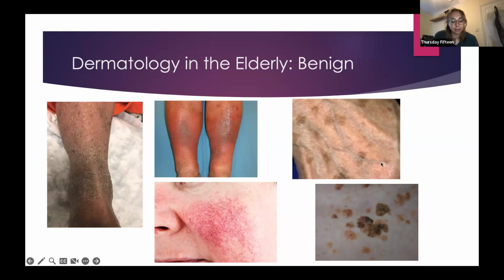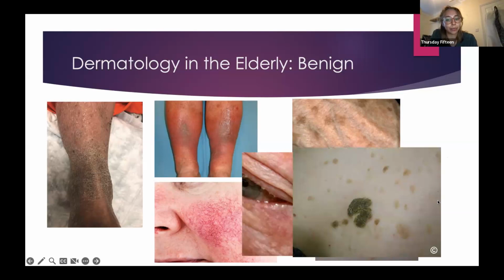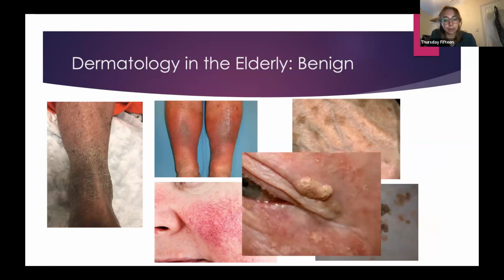Solar lentigos are generally flat and you can't really feel them. And then a seborrheic keratosis, you'd be able to feel just running your hand over it. So these are all pictures of SEBK. So that and that, they're all the same thing. Okay.